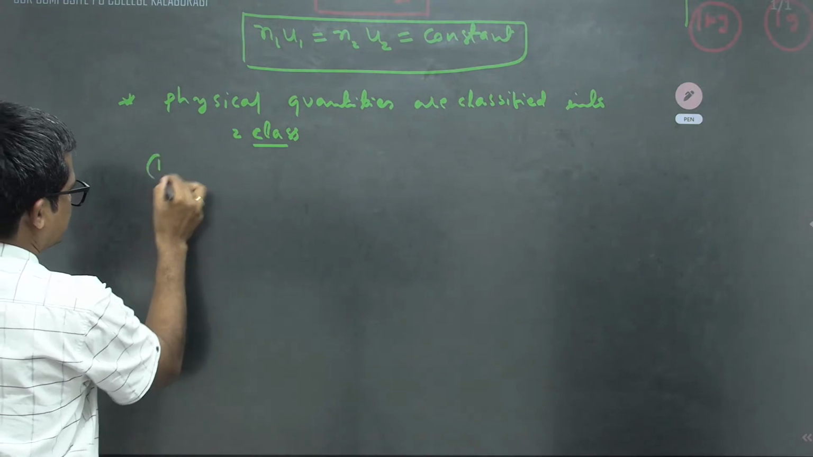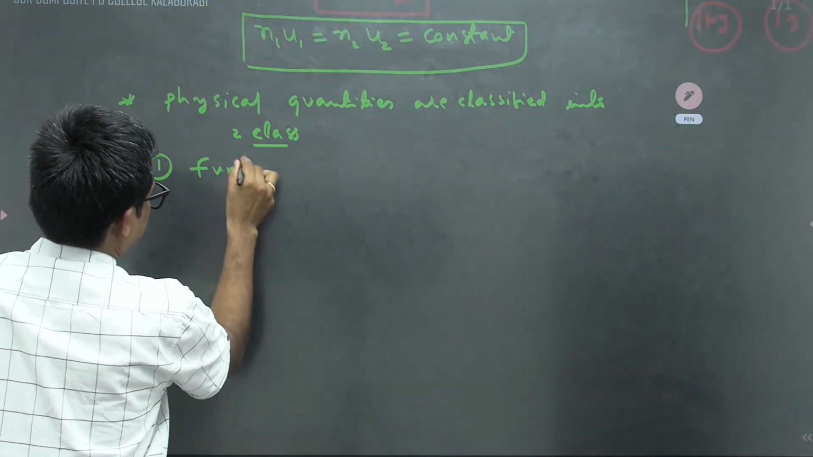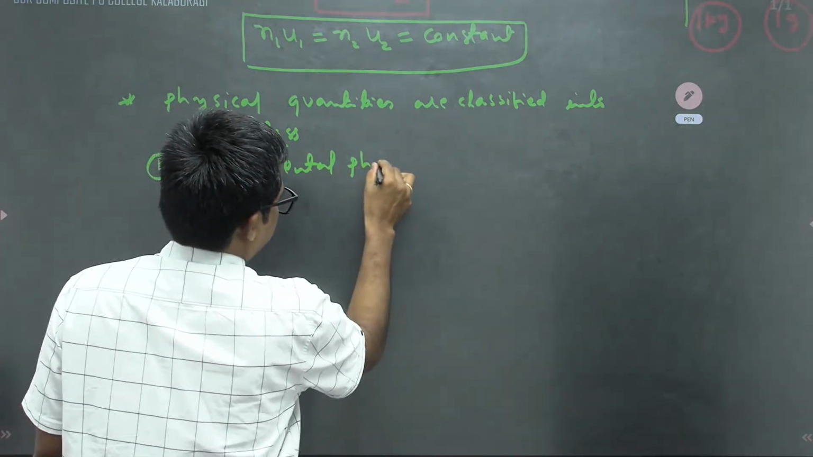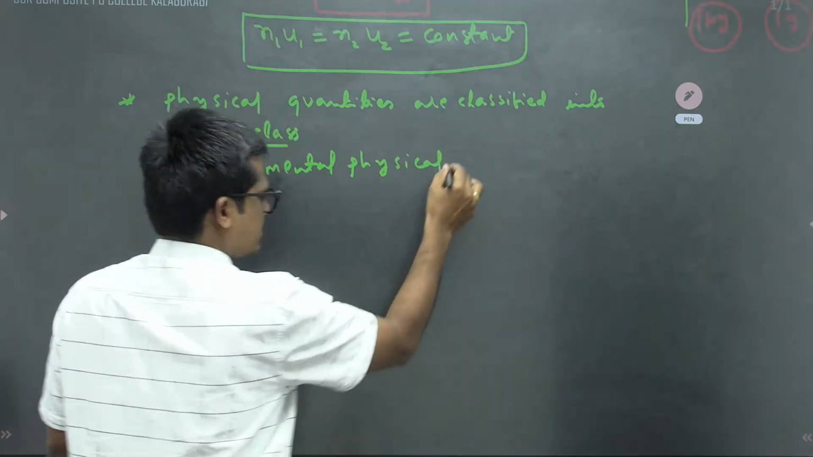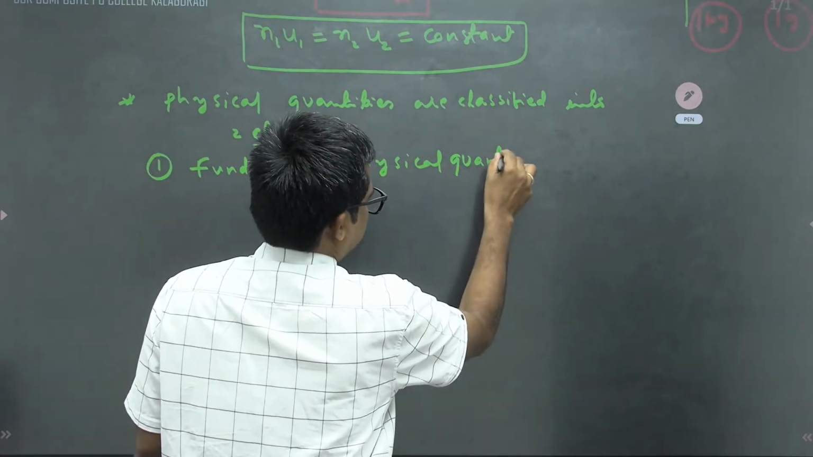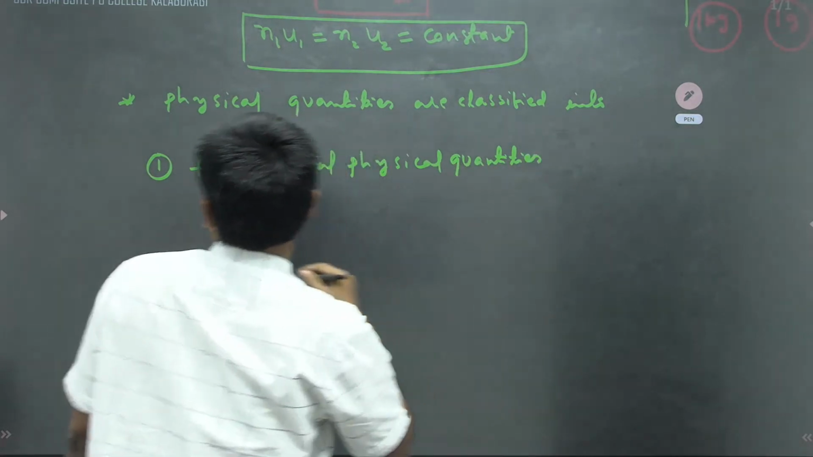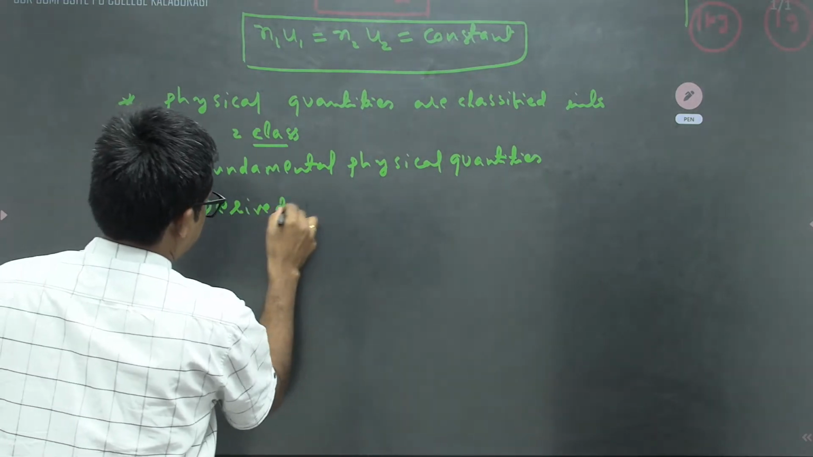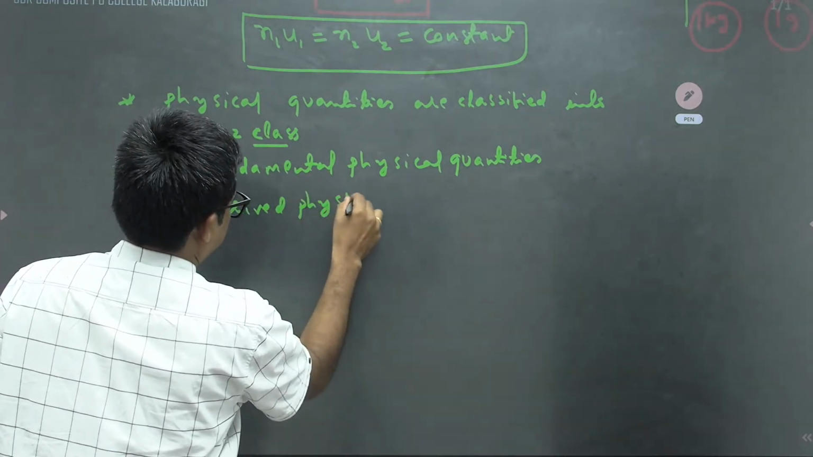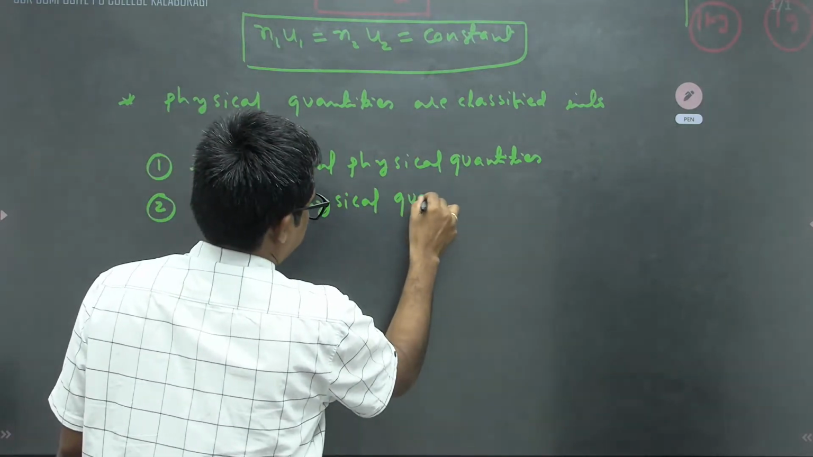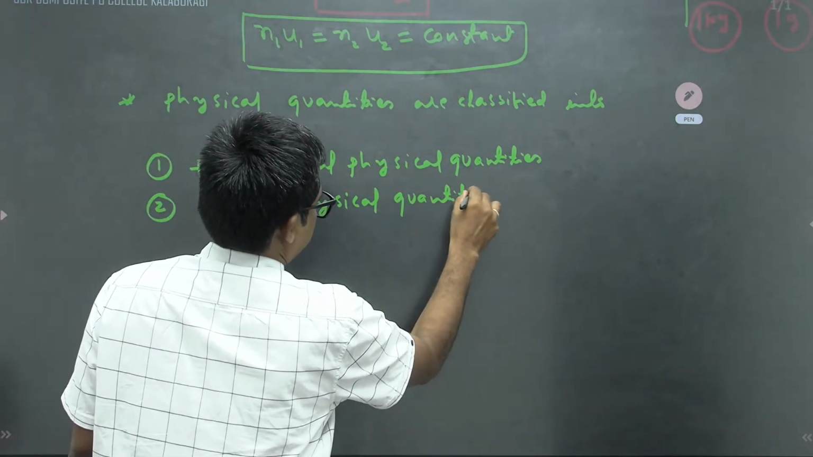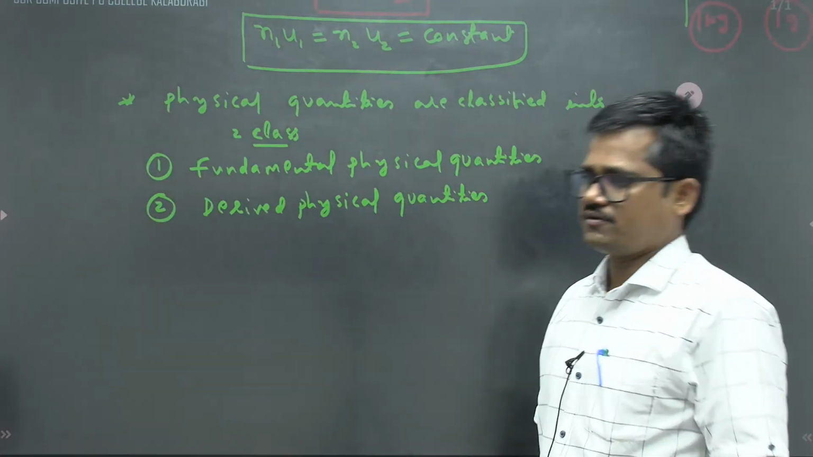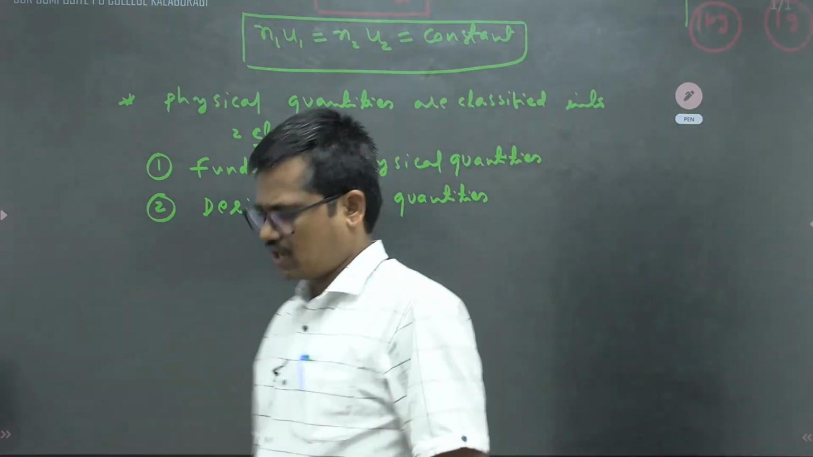One is fundamental physical quantities, then second is derived physical quantities, like that. We'll take step by step now. See here now. First, fundamental.